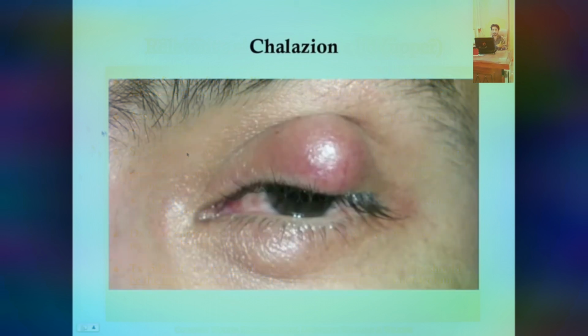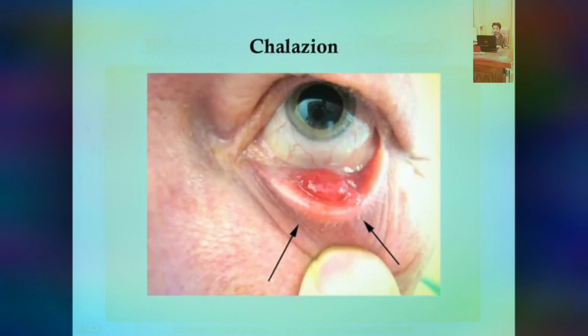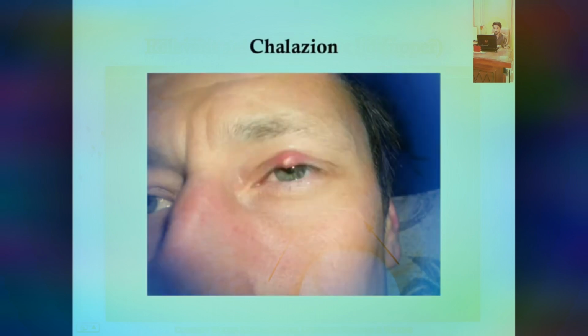So this is a chalazion here, very big. You can see some surrounding erythema. Here's another chalazion here. And here's that conjunctival erythema that is associated with chalazions. It's very difficult to distinguish a chalazion from a hordeolum just by looking at it. You have to ask the patient, is there pain? So just by looking at it, it can be difficult to distinguish. Another chalazion.